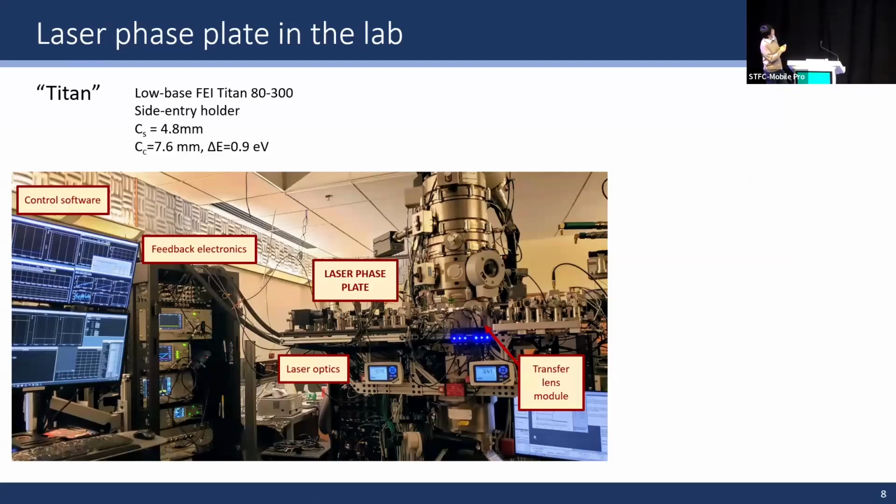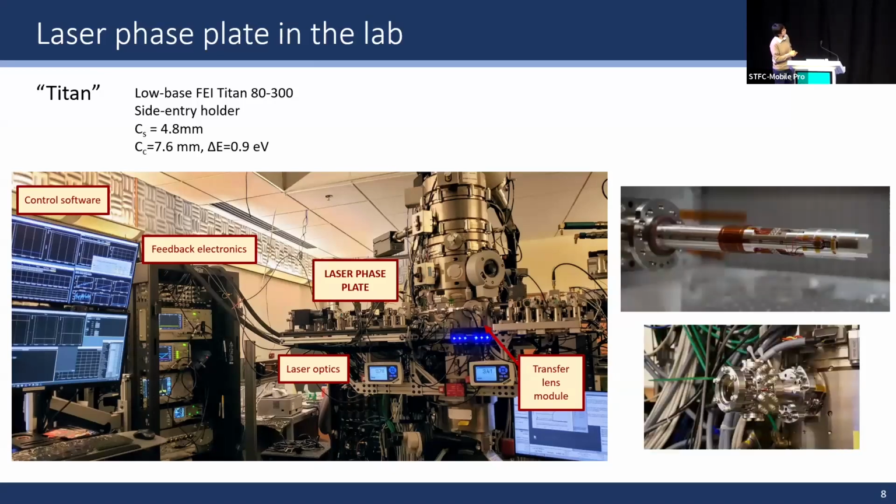You may note that these spherical and chromatic aberration numbers are quite a bit larger than what you may be familiar with in a standard instrument. That's due to the transfer lens system. So what actually goes into the microscope looks something like this. You stick this onto a flange on the microscope. The laser beam comes in like this and interacts with the electron beam through a hole coming down this way in the column. A good chunk of the data I'm going to be showing today was performed on this instrument, where we were really just testing that the phase plate works and developing the protocols.